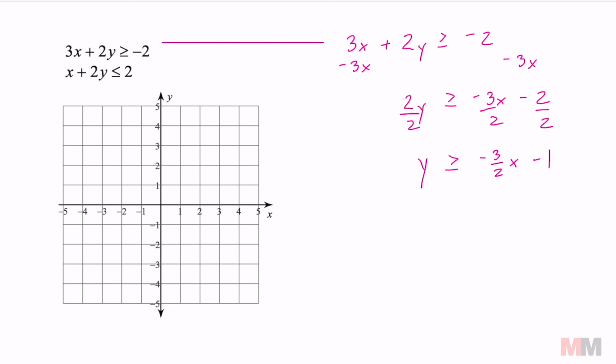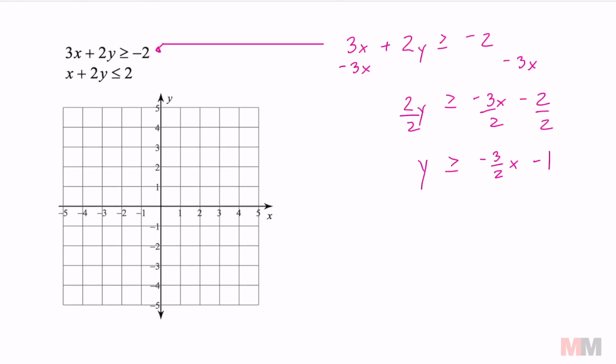Now we can graph that. That is the same inequality as this one. We just changed it into a different version. So that means I start at negative 1 and I go down 3 because it's negative. Don't forget that. And to the right 2. 1, 2. I got my line. Make sure you pay attention that it's going to be a solid line because that equals down there.